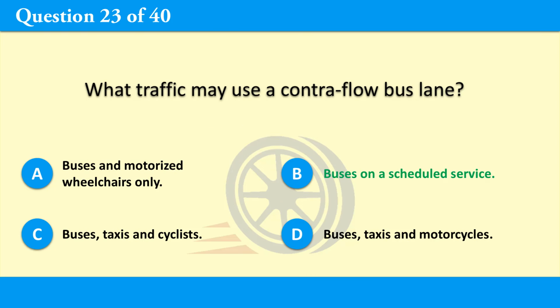Correct answer, B. Buses on a scheduled service. Explanation: a contraflow bus lane is one that runs in the opposite direction to traffic beside it. Only buses on a scheduled service may use a contraflow bus lane.